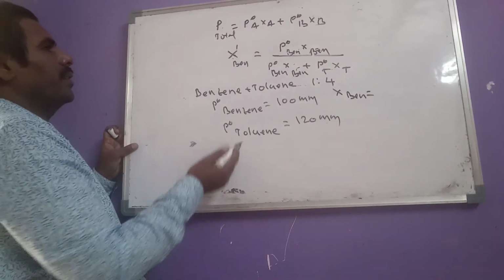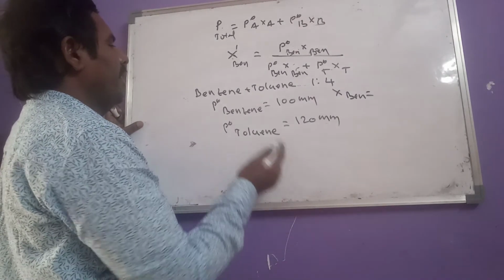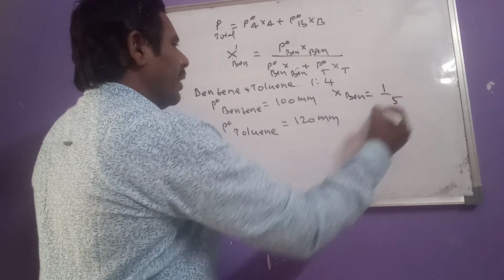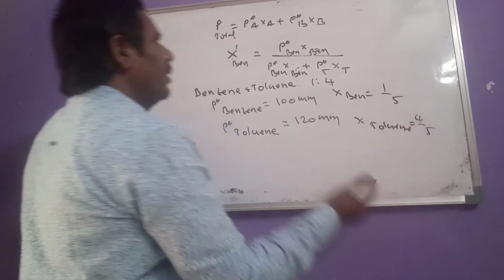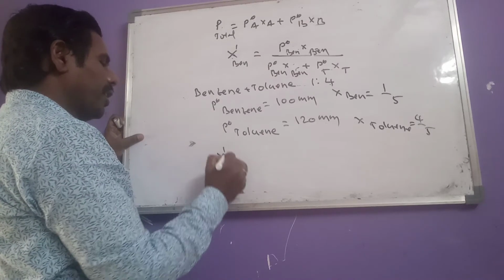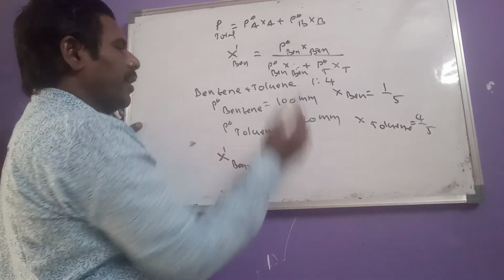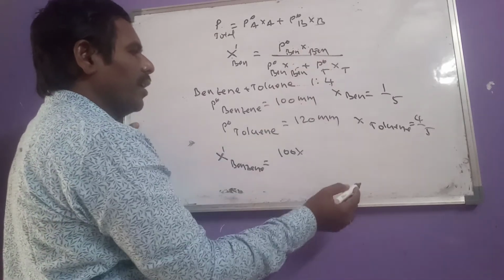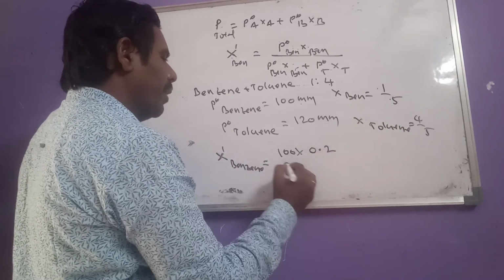Mole fraction of benzene is given in 1:4 ratio. So 1:4 ratio means what here? Benzene 1 mole, toluene is 4 moles. That means mole fraction of benzene is 1/5 and mole fraction of toluene is 4/5. By substituting in this expression, mole fraction of benzene in vapor phase equals P naught benzene, which is 100, into mole fraction of benzene, 1/5, which we can write as 0.2.